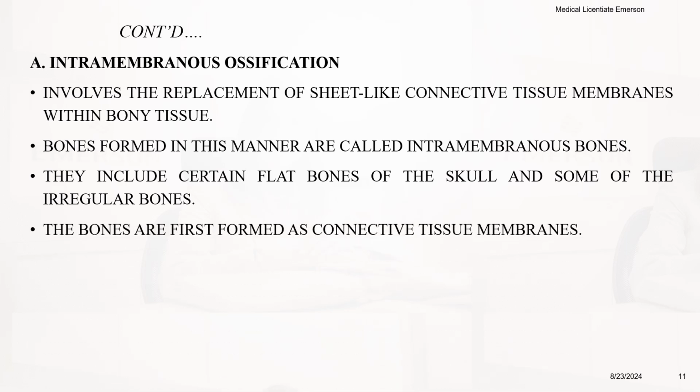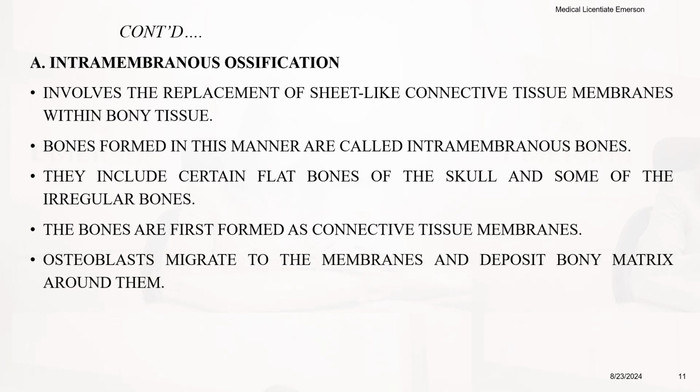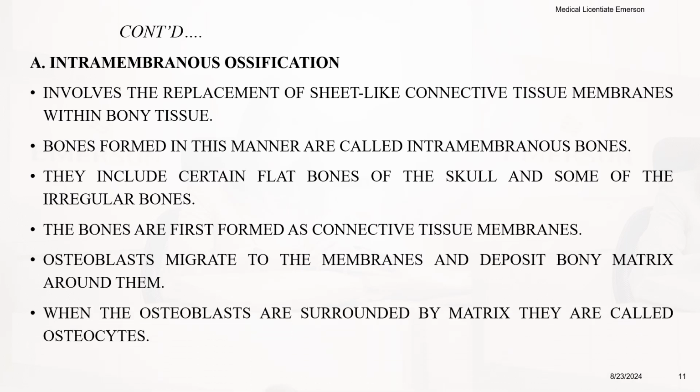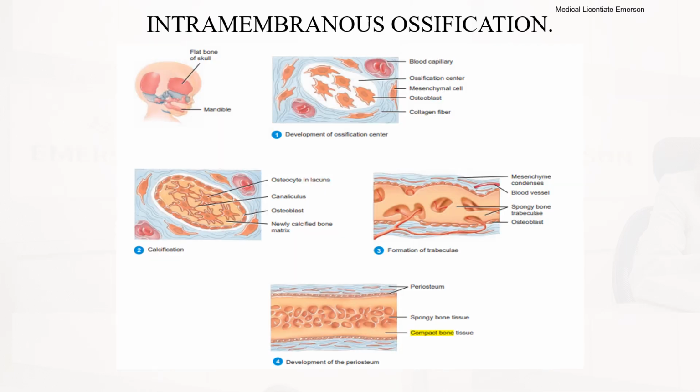Then the bones are first formed as connective tissue membranes. Then osteoblasts migrate to the membranes and deposit bone matrix around them. When the osteoblasts are surrounded by matrix, they are called osteocytes. Okay, so they now become bone forming cells. Okay, so this is just the process of intramembranous ossification.